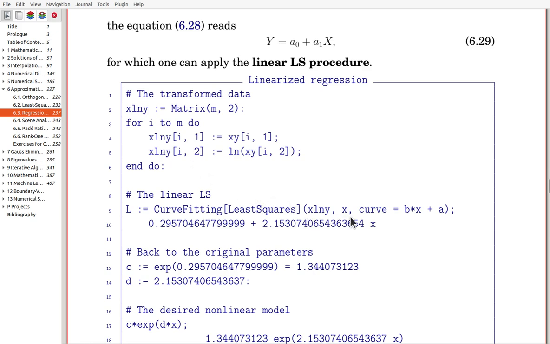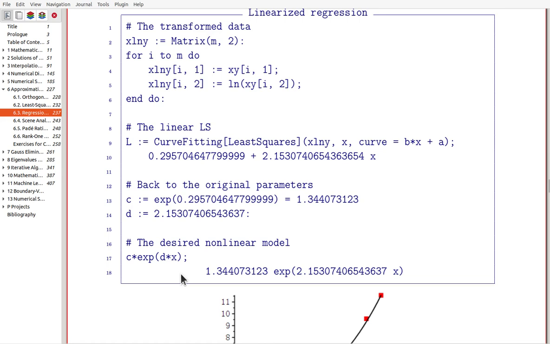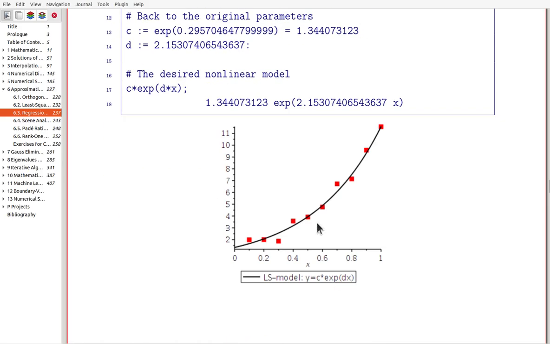Now the variable is x and the curve is this form. And here, the least squares method in curve fitting is called, and we got that one. So there are a0 and a1. From a0, by taking the exponential function, we can get c, and from a1, we can get d, just assignment. So the final curve is c times exponential dx. That is exactly that one. And this function curve is now plotted along with the points. So as you can see, it is really good fitting.